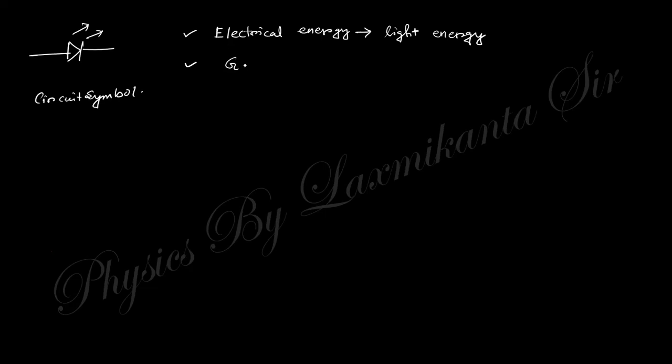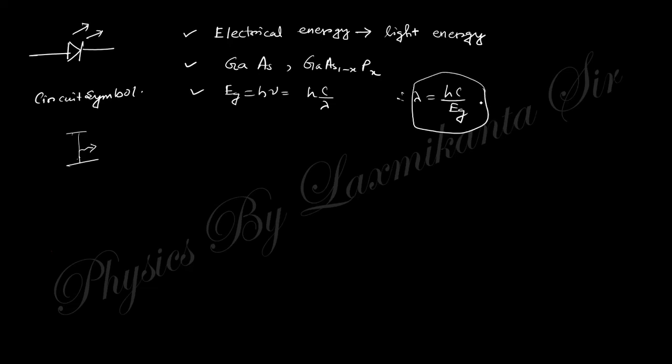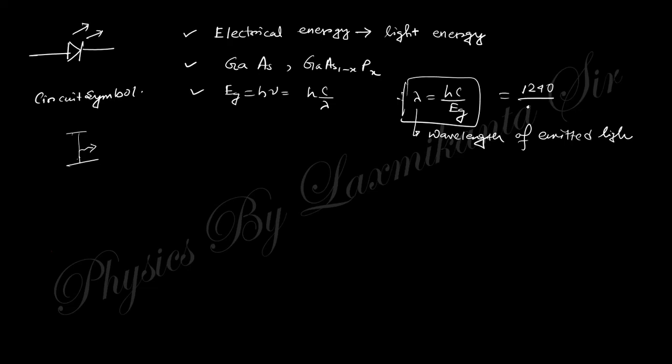This light emitting diode is actually made using gallium arsenide alloy, or gallium arsenide phosphide. This is used for this type of light emitting diode. The band gap determines the wavelength of light, because you know the band gap Eg equals h nu, that is hc by lambda. So lambda equals hc by Eg. So this band gap determines the wavelength of the emitted light. The value is 1240, and Eg in eV, so the wavelength will be in nanometers.